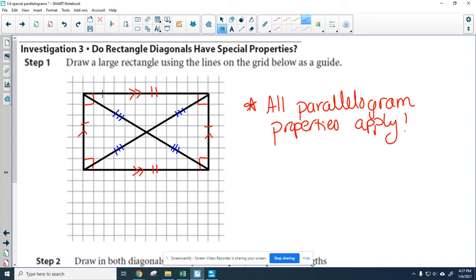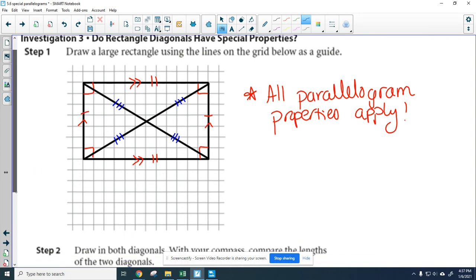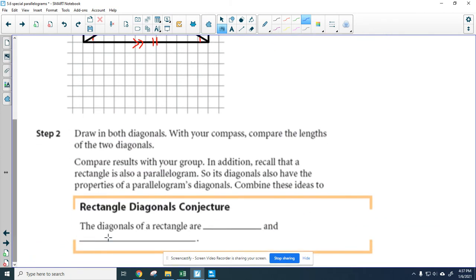And it also does not bisect the angles. Again, if yours is a little bit short and fat compared to mine, which is a little bit longer, it might be tempting to mark them that way. But this is really all that's going on with the diagonals here. Okay, so drawing both diagonals, and we're going to say here at the bottom, the diagonals of a rectangle are congruent.